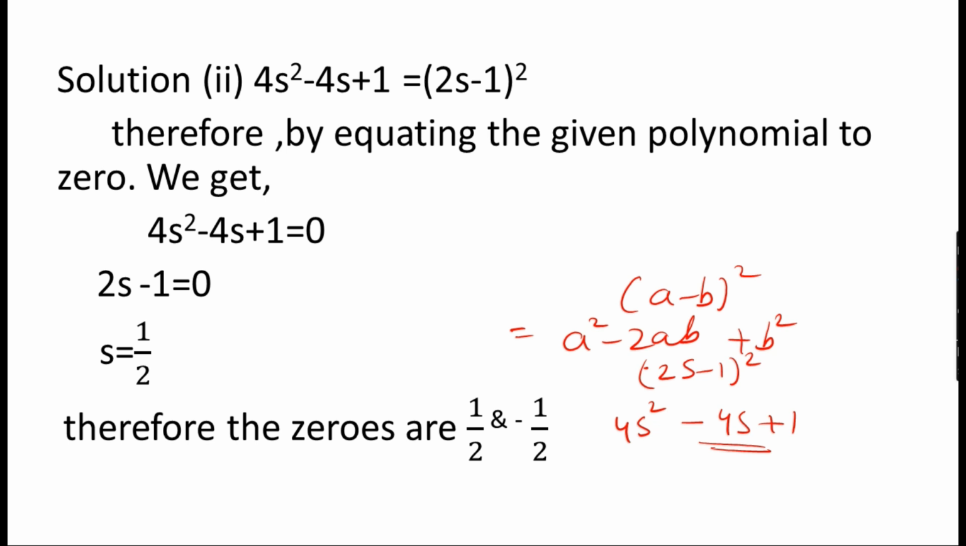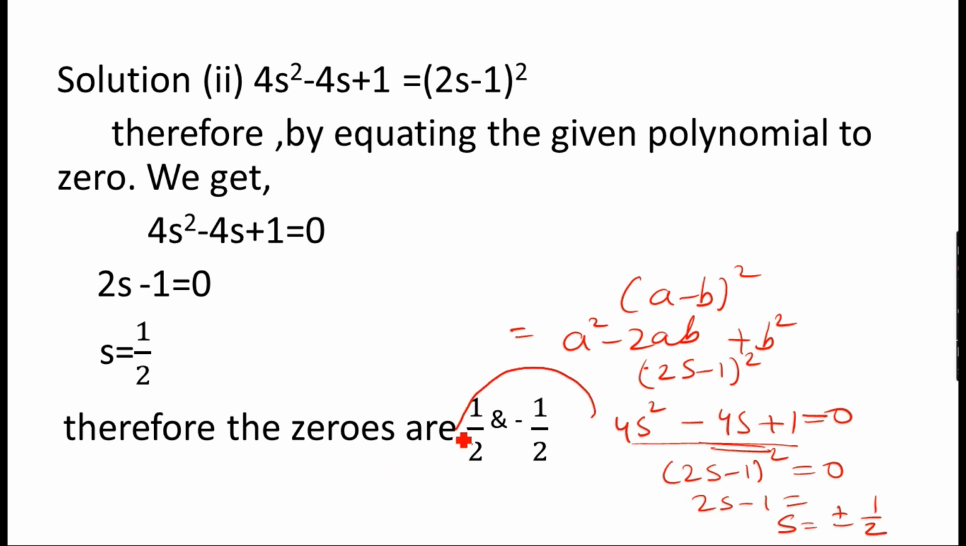Therefore, on equating the given polynomial to 0, we get the solutions of x. We can write this whole polynomial as 2x minus 1 whole square equals to 0, 2x minus 1 is equals to 0, x is equals to plus minus 1 by 2. Therefore, the zeros are 1 by 2 and minus 1 by 2.